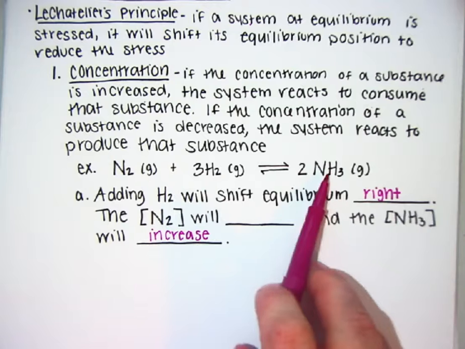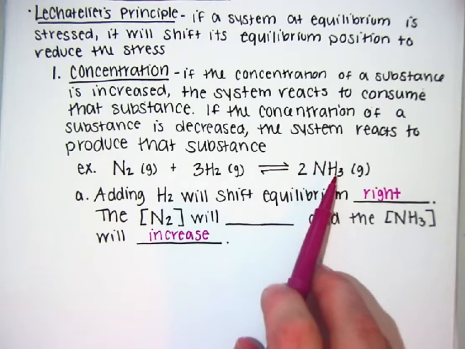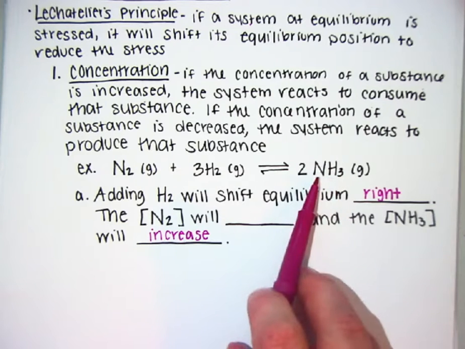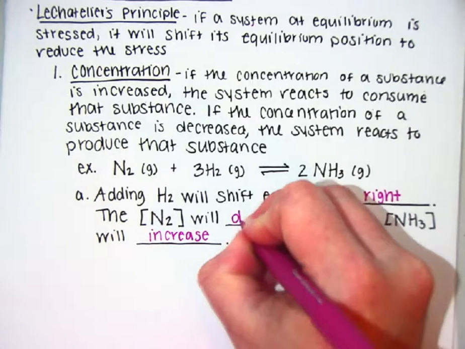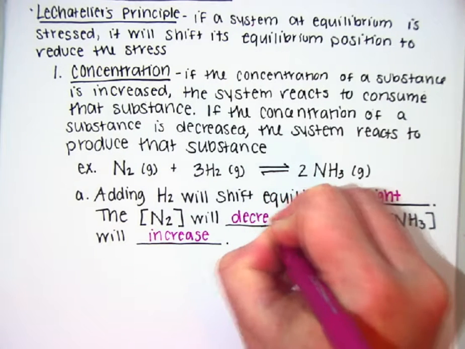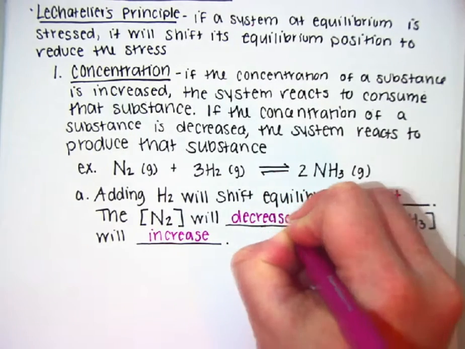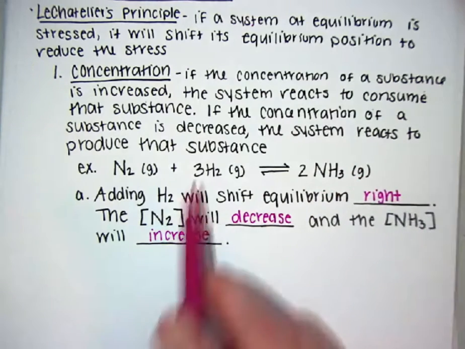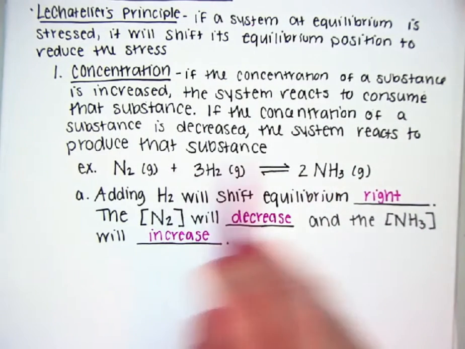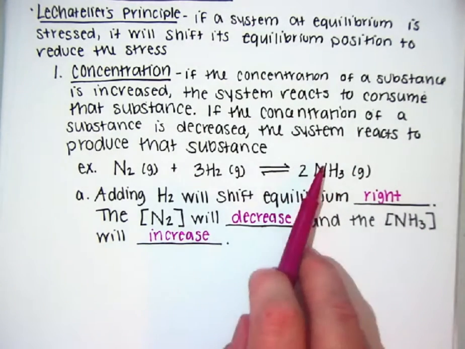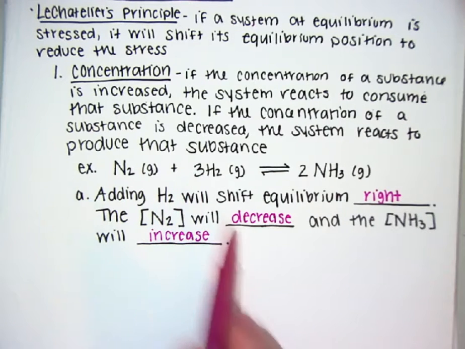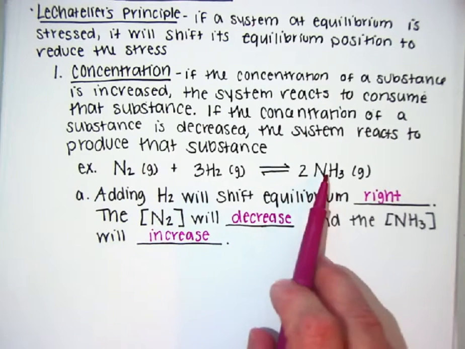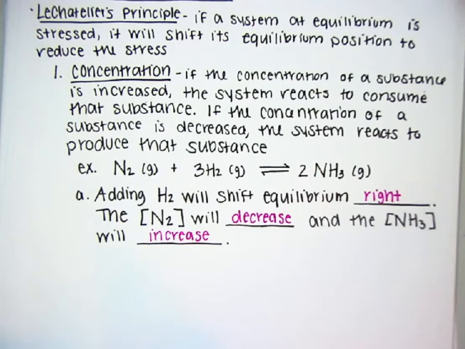If I'm making more ammonia, I'm using up hydrogen, but I also need nitrogen, right? So that means the concentration of nitrogen would decrease. If this reaction is shifted to the right, you're going to use up your reactants. They will go down. You're going to make more products. Their concentration will go up.